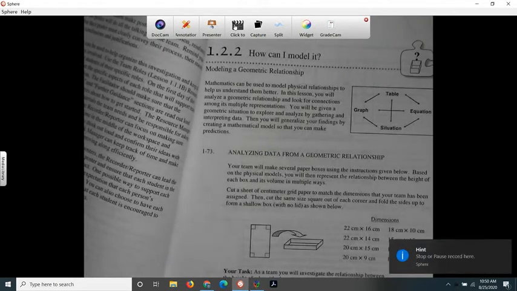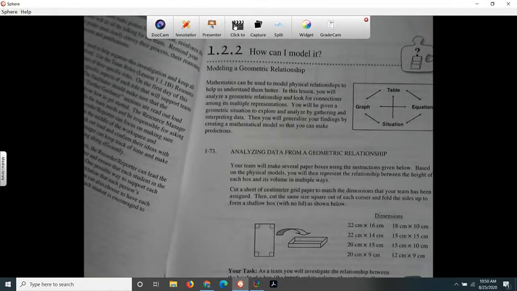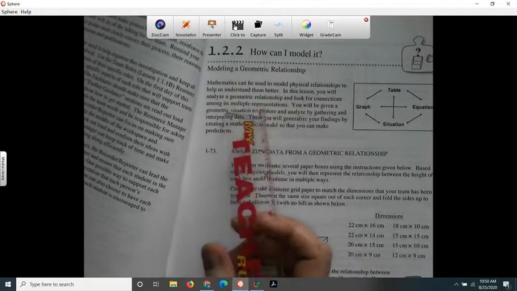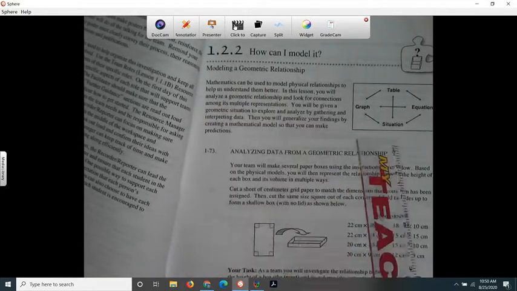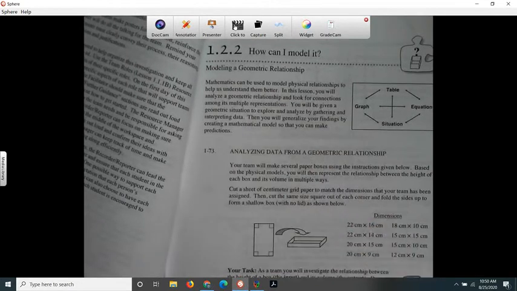Integrated 3, this is kind of a mini demonstration for lesson 1.2.2. It's about modeling a geometric relationship. It says mathematics can be used to model physical relationships. In this lesson, you will analyze a geometric relationship and look for connections among its multiple representations.